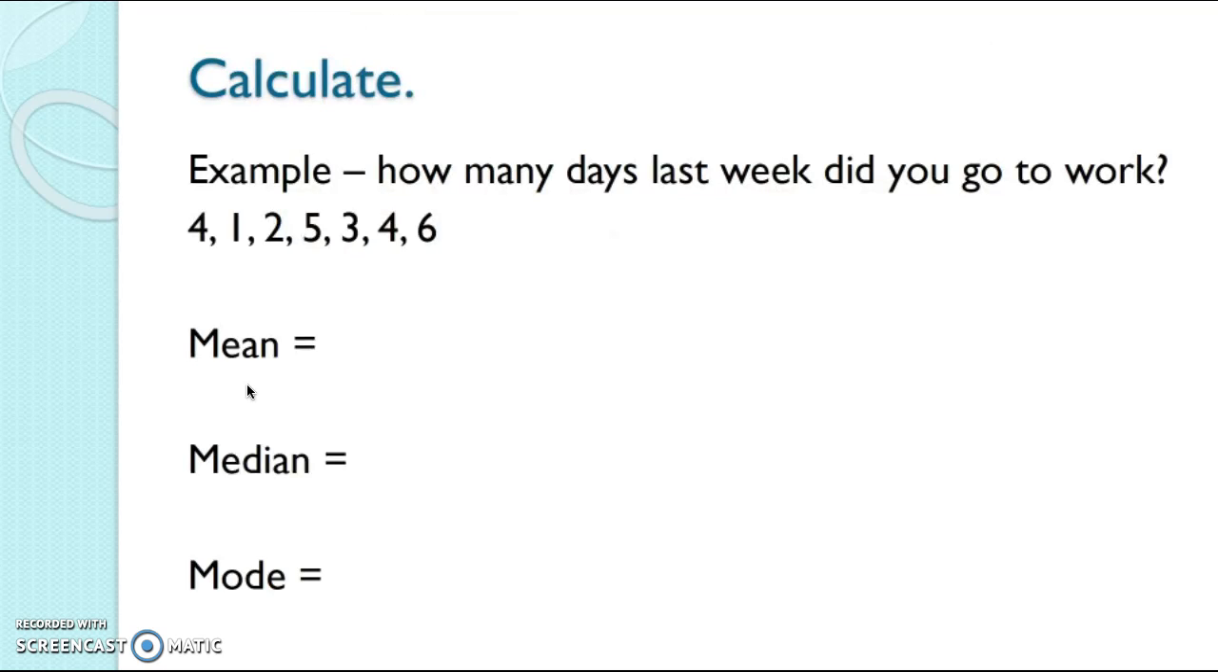So just go ahead and take a moment, pause here, and see if you can calculate the mean, median, and mode. The example is, how many days last week did you go to work? And this was asked to 7 different people. So make sure to pause here, figure it out. And the answers are: the mean is 3.57, the median is 4, and the mode is also 4.